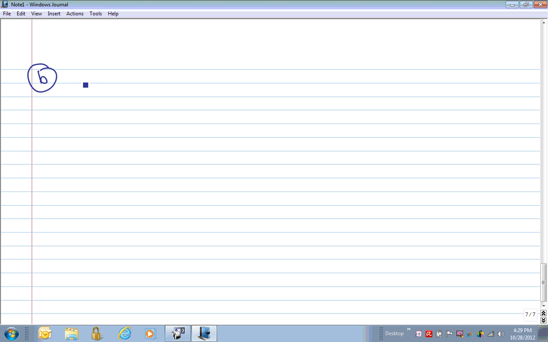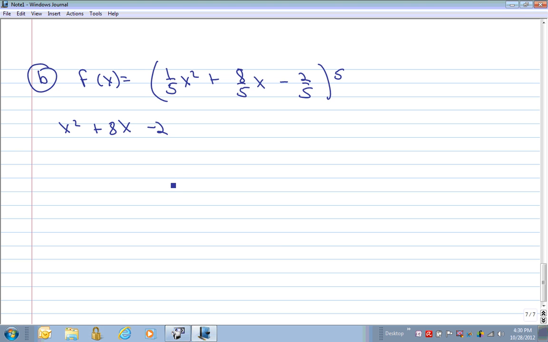Part B is similar, but it's going to be a little more complicated to solve. This function is f of x equals 1/5 x squared plus 8/5 x minus 2/5. Again, to work with this, I would clear out my fractions. And when I do, I get x squared plus 8x minus 2. But we get a little bit of a problem here. I can't factor this because I can't multiply to negative 2 and add to positive 8. So I cannot factor.